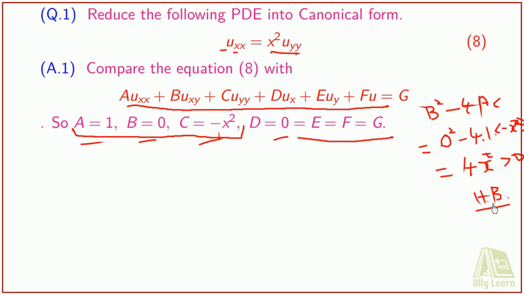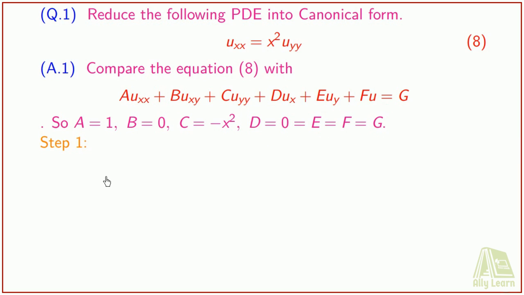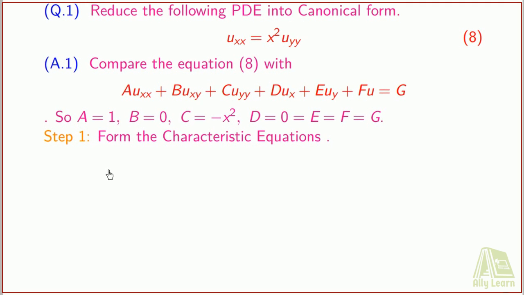So, now we move on to convert it into the canonical form. After obtaining that this PDE is hyperbolic for x non-zero, we now proceed towards converting it into canonical form, and throughout we will be taking x to be non-zero as it is hyperbolic only for x non-zero. Now we move towards our first step, that was forming the characteristic equations. Step 1, form the characteristic equations.